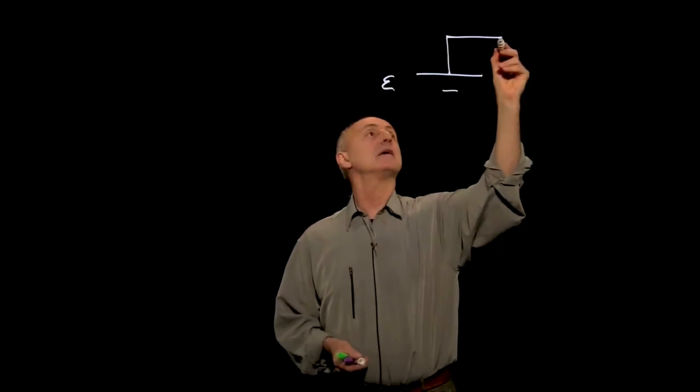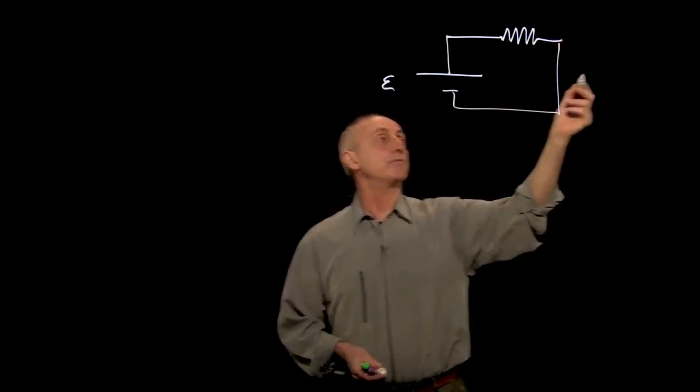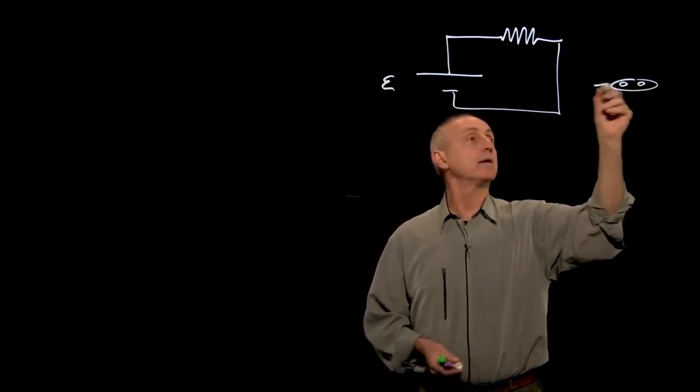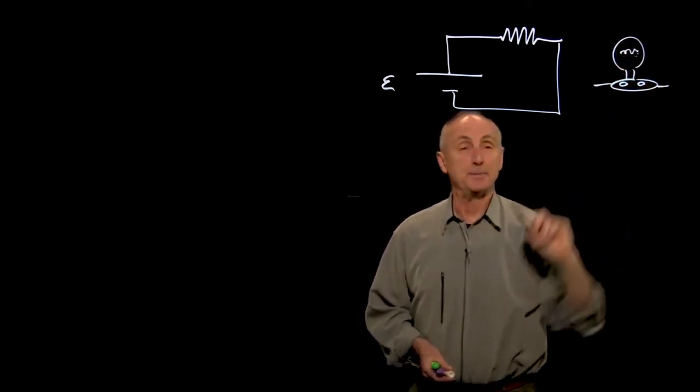We'd like to talk about energy conversion in circuits. So let's first consider a seed of EMF. And in this circuit, we'll just have a resistor. So this is some type of load. That resistor may even be something like a light bulb with a filament in it.